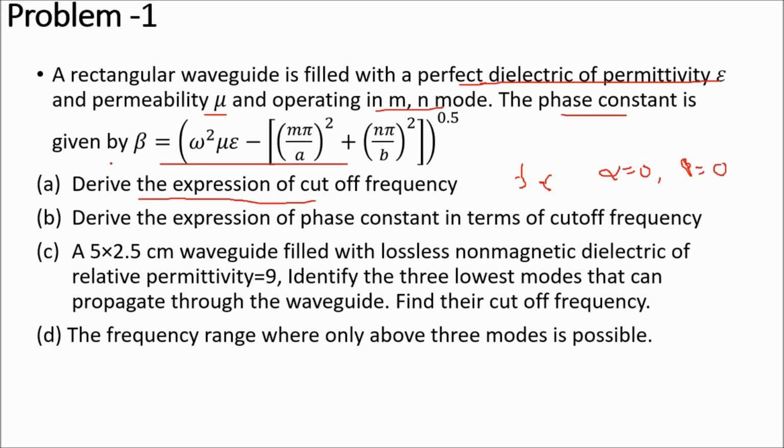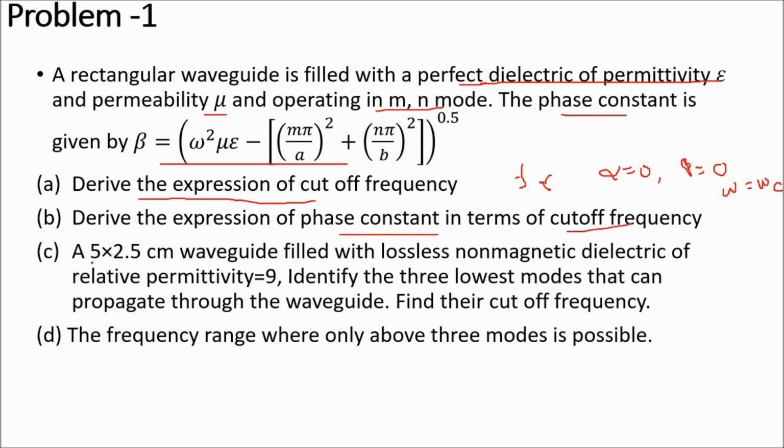So if you put beta equal to 0 here, and at cutoff frequency omega will be omega c. Omega is equal to omega c. So now at cutoff frequency replace this omega equal to omega c, put p equal to 0 and then solve the expression for fc. That's the expression for cutoff frequency. Derive the expression for phase constant in terms of cutoff frequency. We already showed in the slide how to find the phase constant beta in terms of cutoff frequency.